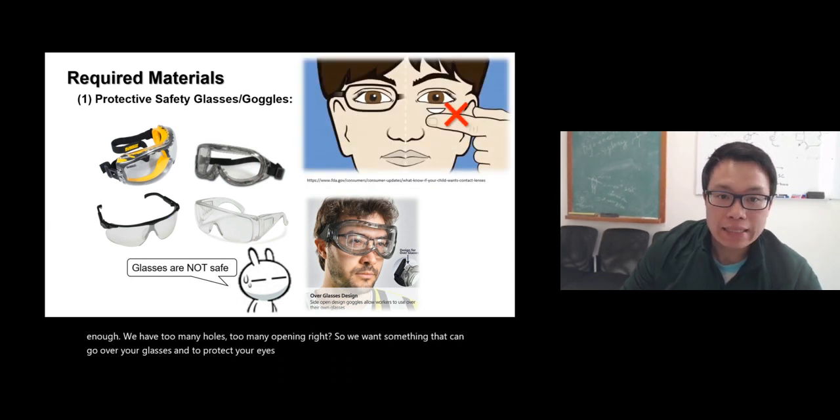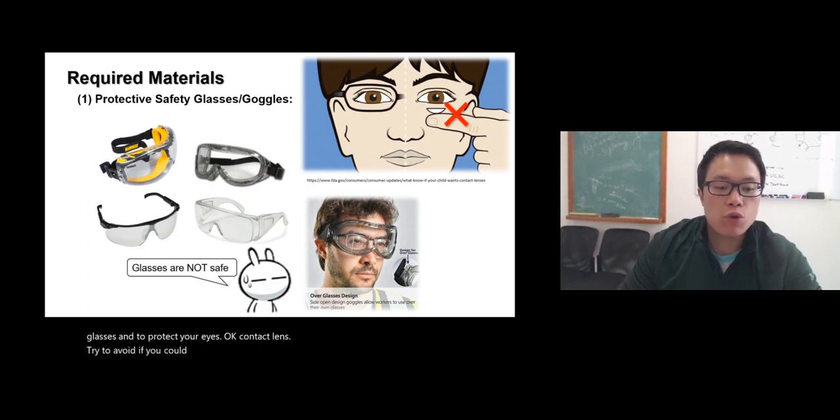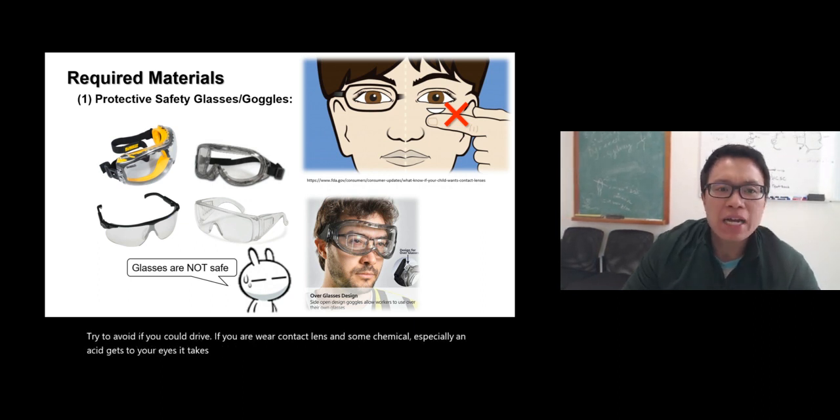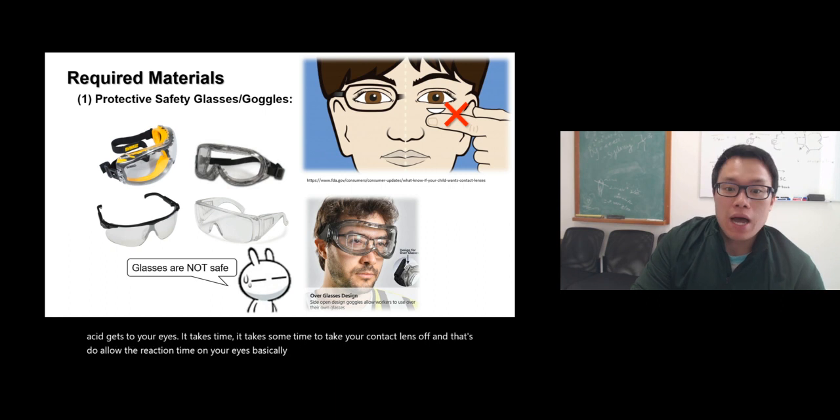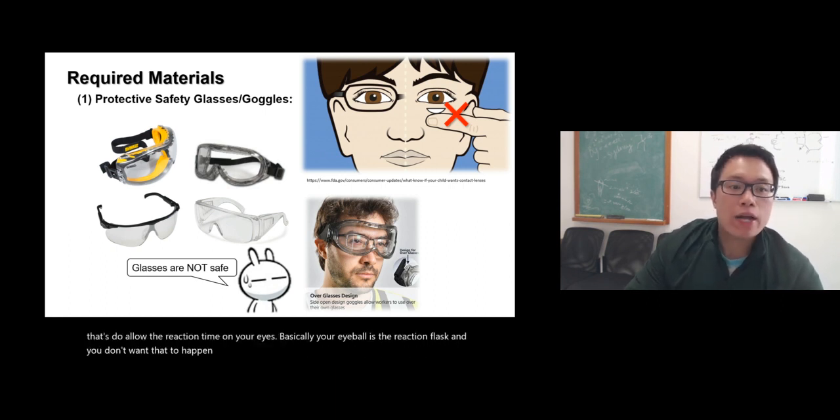Contact lenses, try to avoid if you can. If you wear contact lenses and some chemical, especially an acid, gets in your eyes, it takes some time to take your contact lenses off, and that allows the reaction time on your eyes. Basically, your eyeball is the reaction flask, and you don't want that to happen. So make sure.